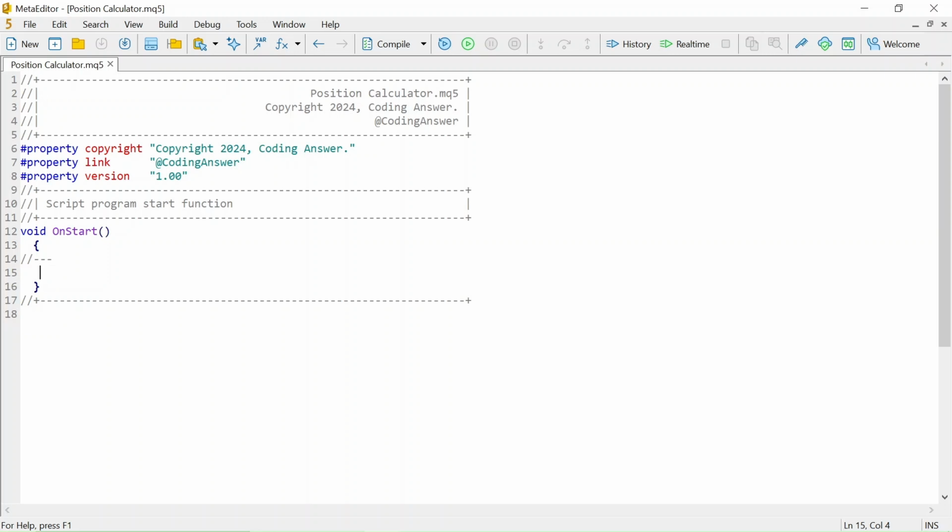Now there's a quick demo on how to create a position calculator in MetaTrader using the MQL5 programming language. Without further ado, let's get started. First thing I want to do is write down the formula for the position calculator.